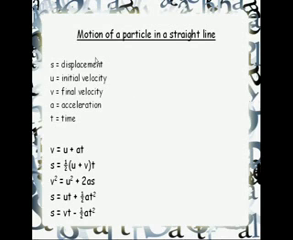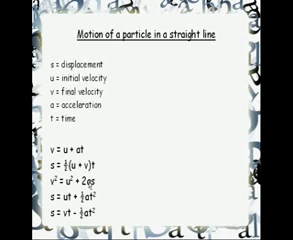Okay, now before we begin, you've got the basic notation. S is the displacement in meters, U is initial velocity, meters per second, V is final velocity, meters per second, A is acceleration, meters per second squared, and T is time in seconds.